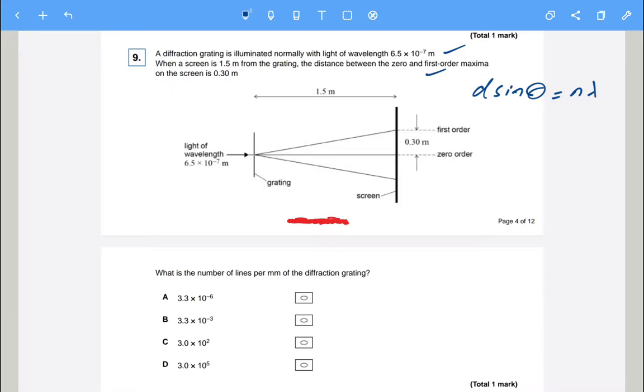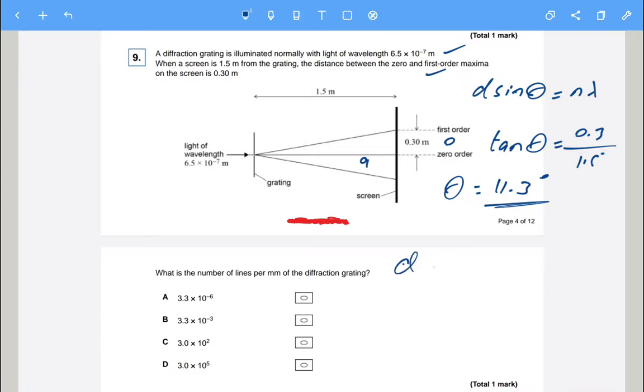Some people that do this don't actually spot that you can just use trigonometry. So we've got the opposite and we've got the adjacent, so we can just use tan theta. So tan of the angle is equal to opposite over adjacent, so that'd be 0.3 divided by 1.5. So theta, inverse tan of 0.3 over 1.5, is 11.3 degrees. So from that we can find out d.